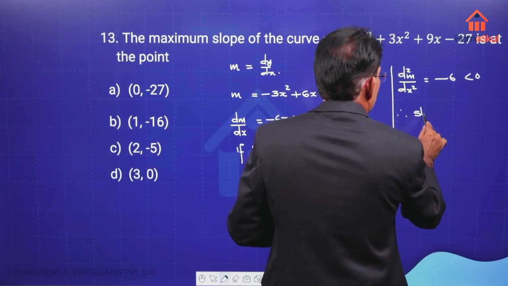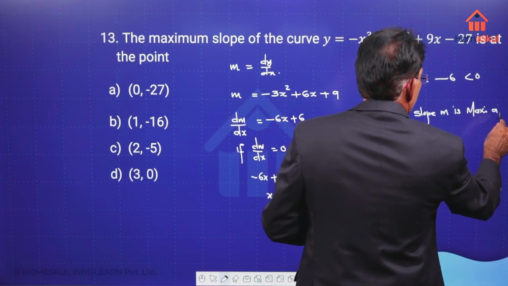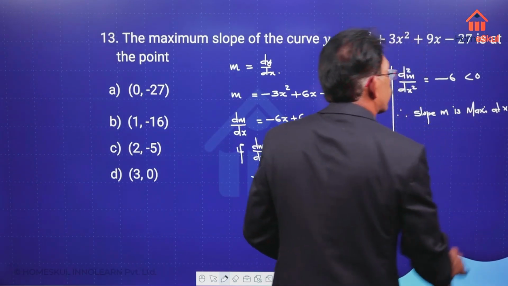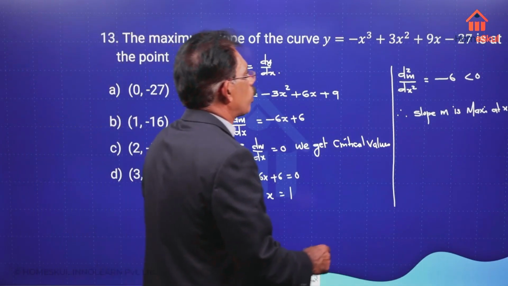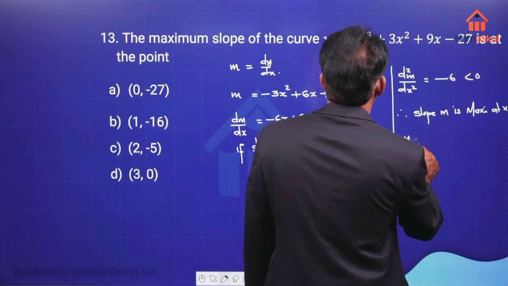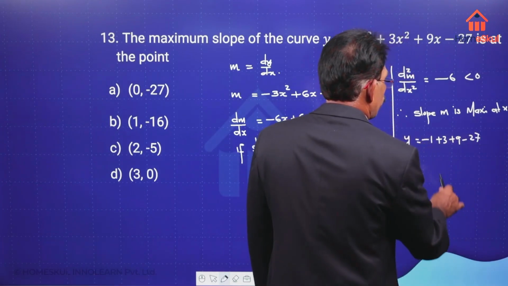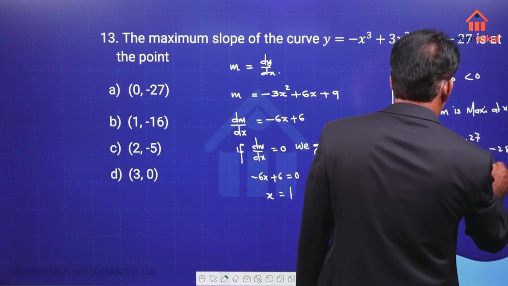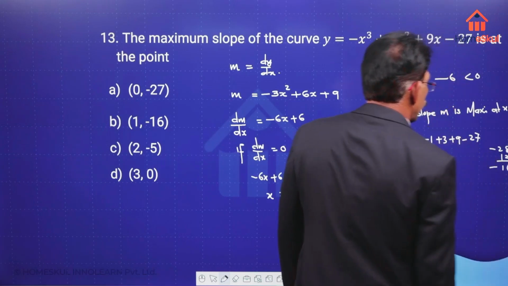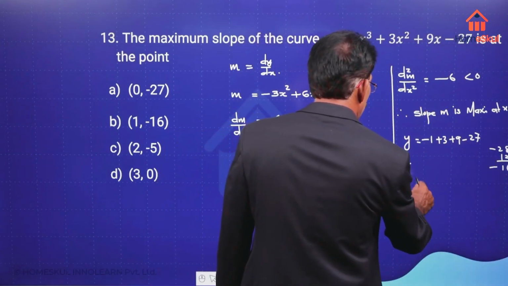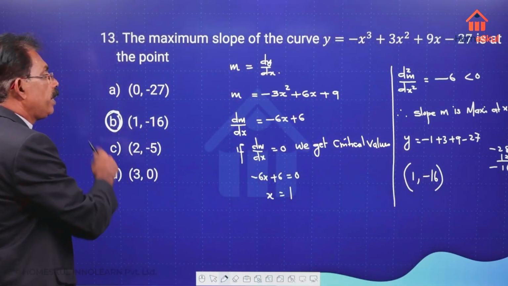Therefore, slope m is maximum at x is equal to 1. The maximum point is x equal to 1. What is y? Y is equal to minus 1 plus 3 plus 9 minus 27. This is minus 28 and there is a 12 here. So that is minus 16. Which is the point? 1 comma minus 16 is the point. The maximum point is 1 comma minus 16. B is the correct answer.